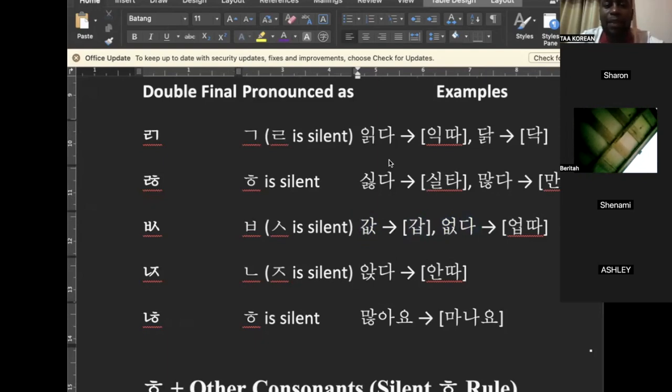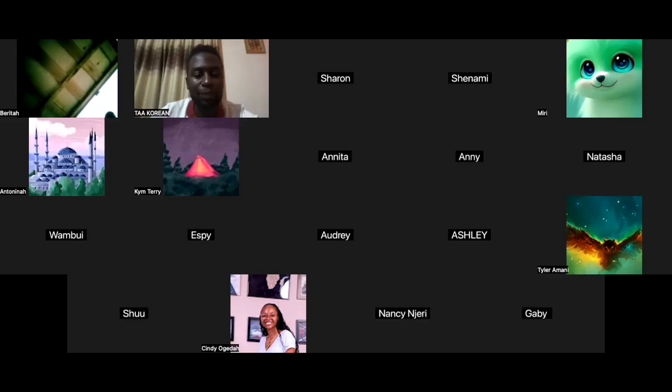Why add the alphabet at the end if they're supposed to be silent? What's the essence? Now, these words, even if they're silent, they end up being pronounced. They're only silent when it comes to basic form. What does that mean? What do I mean? What is this guy talking about when he's talking about basic form?